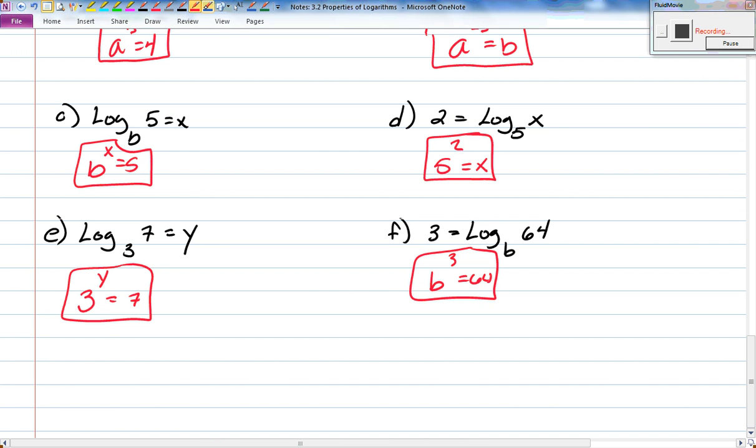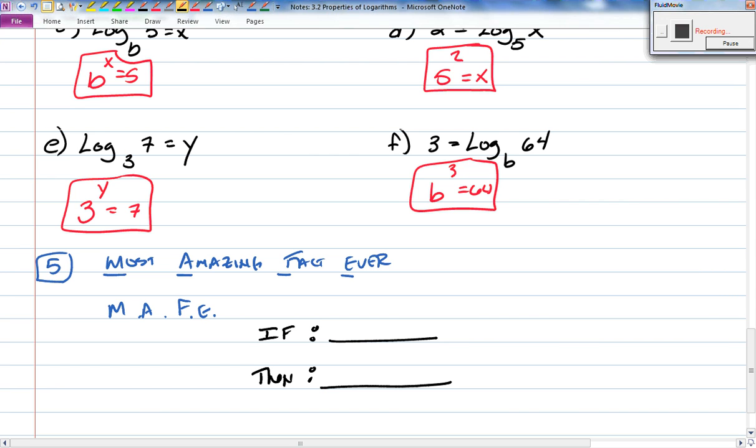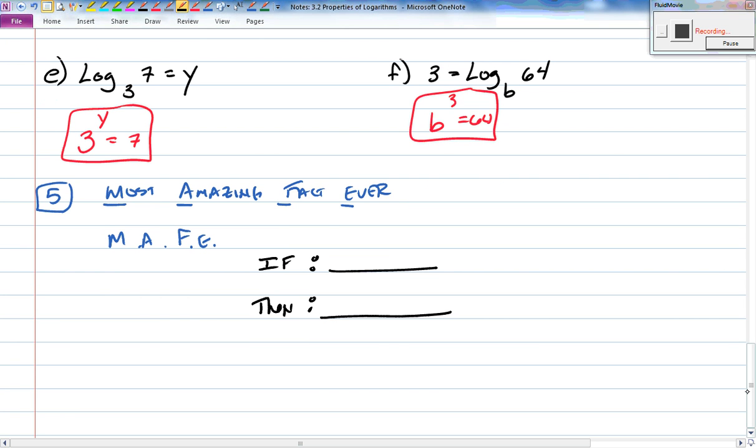The next idea I have for you, the 5th box here, is what I call the most amazing fact ever. It's an if-then statement. And the reason I call this the most amazing fact ever is because in every single year, somebody always figures it out, right? Because it's kind of one of those things that's like, well, why is this even true? So here's what I mean. If b to the x is equal to b to the y, if you know that b to the x equals b to the y, what has to be true?